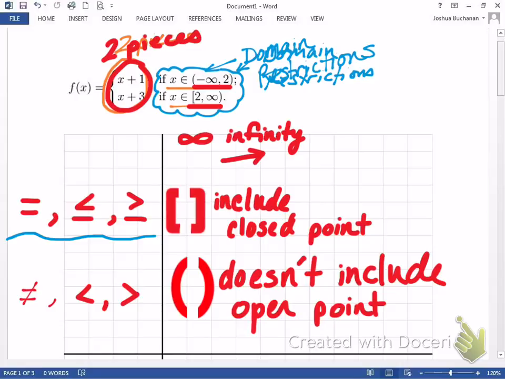Then there's parentheses. Parentheses means it does not include that number, and so there will be an open point on the graph. Other things that mean not including or open points, if there's a not equal to symbol, greater than, or less than.